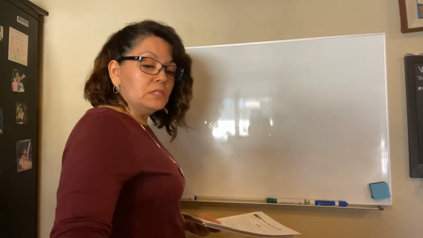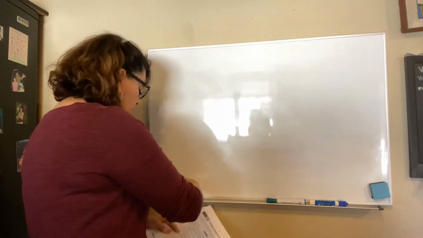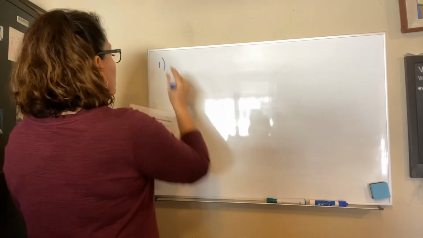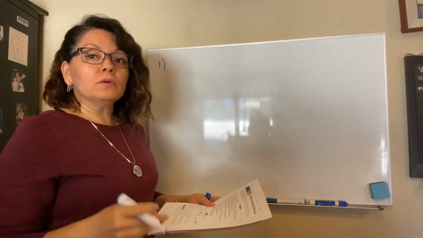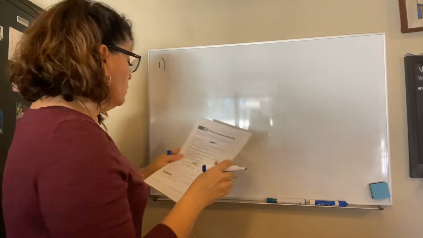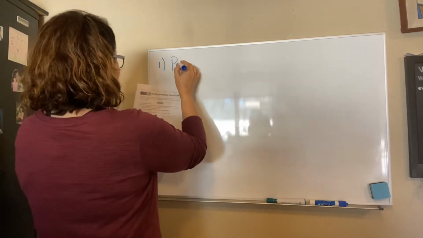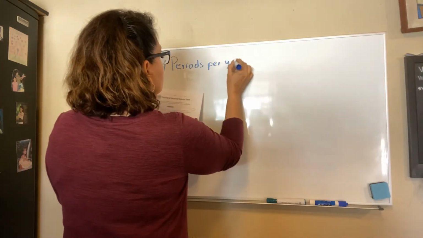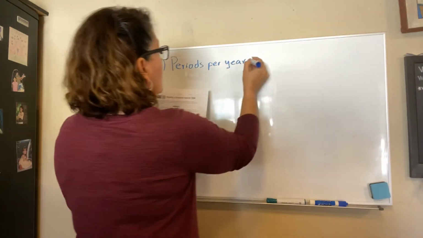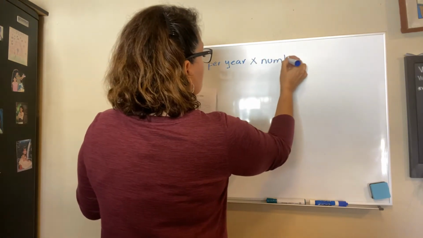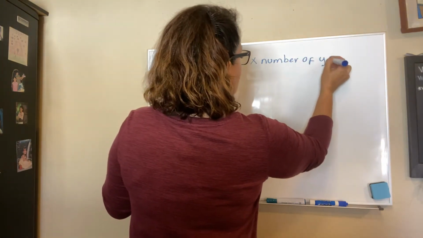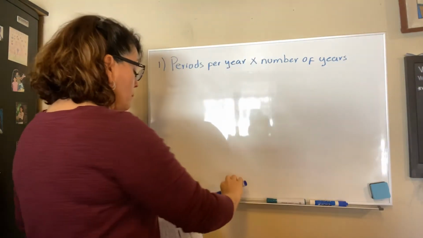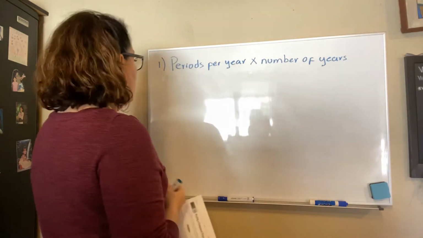Okay, what is the first thing that we have to do? It is to find the periods. How many times is the bank going to give us interest for those 3 years that we're going to have the money? It is periods per year times the number of years. We already know that this person is going to have that money for 3 years. So that is a free one.